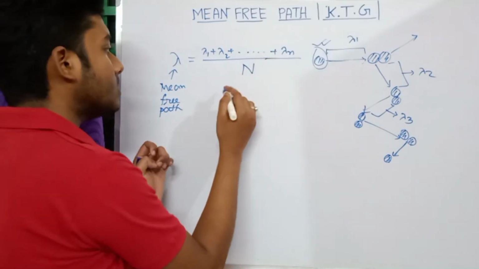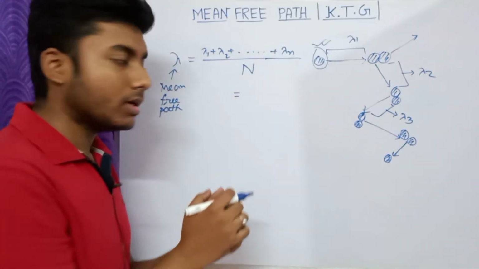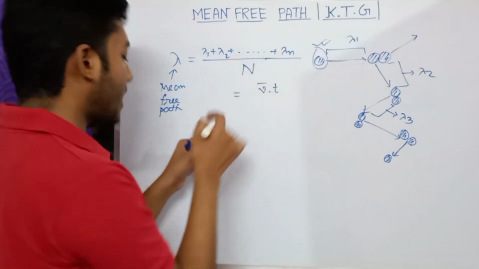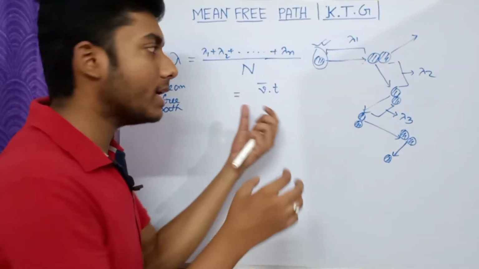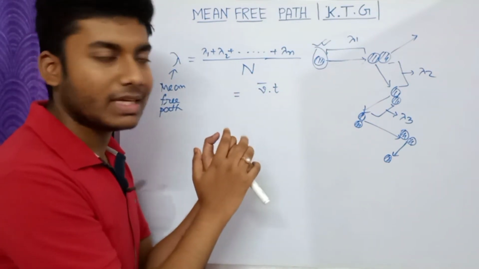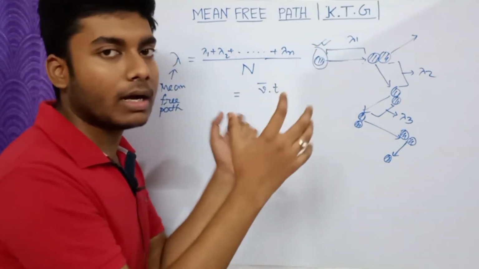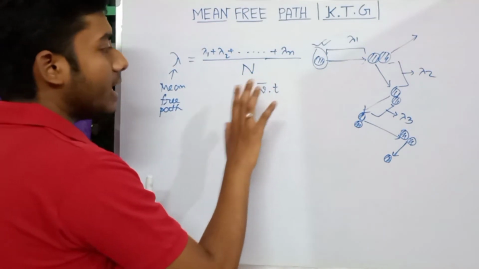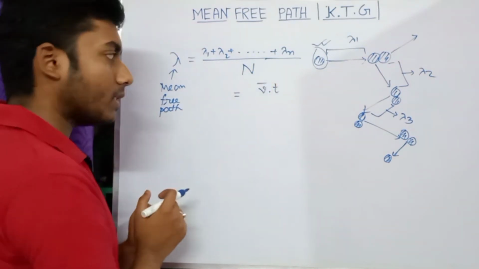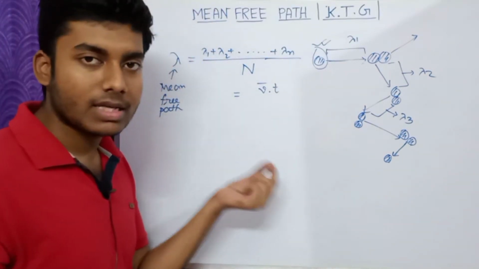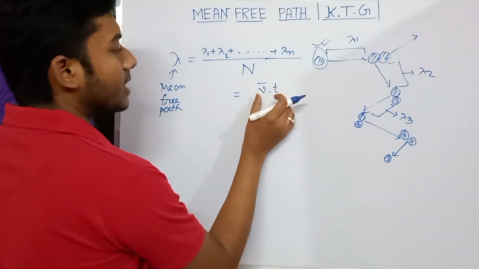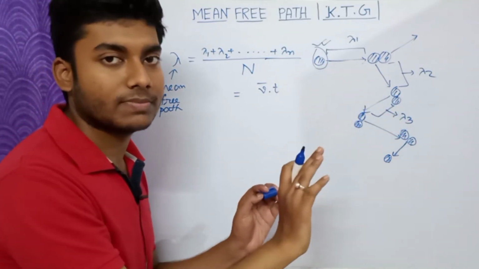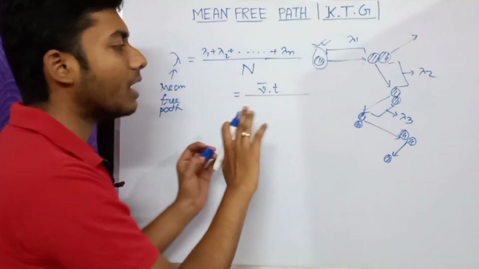Now we can write this in another form: V average times T. Suppose n collisions occur in the time interval T, that is, after time T the gas molecule has executed n collisions with other gas molecules. V average is the average speed of the gas molecules. So this is the distance traveled by that gas molecule after n collisions.